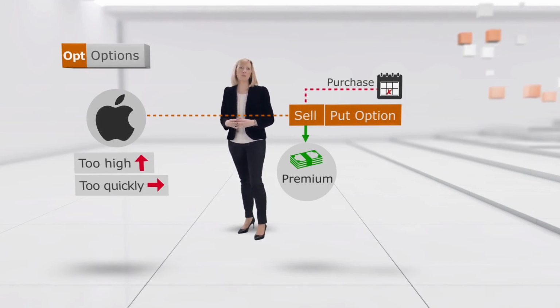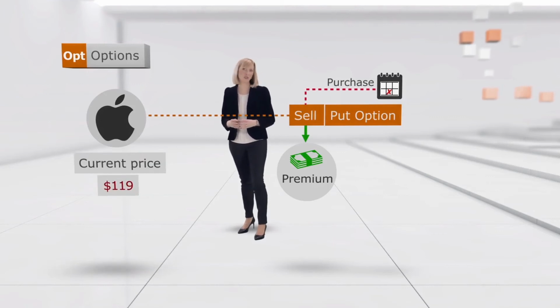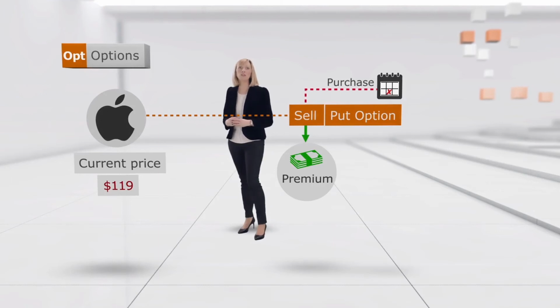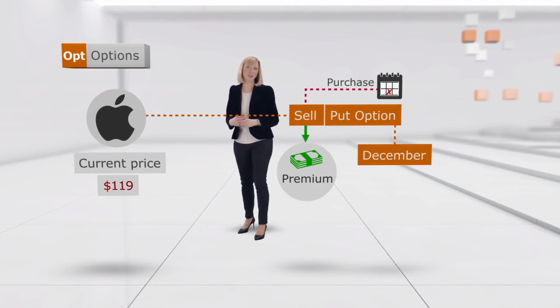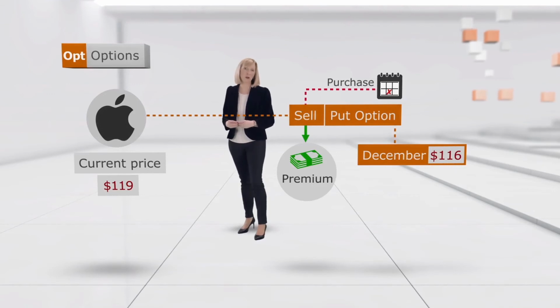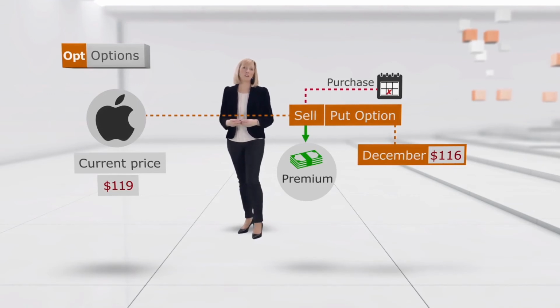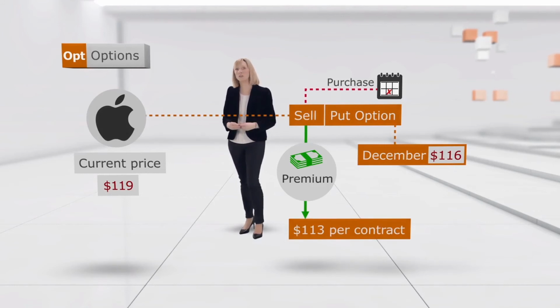Now let's say that the price of the underlying Apple stock is currently $119 per share. You sell a put option contract with a December expiry date, committing to buying the shares at a cost of $116 each when the option expires. For this, you receive a premium of $133 per contract from the buyer of your put option.